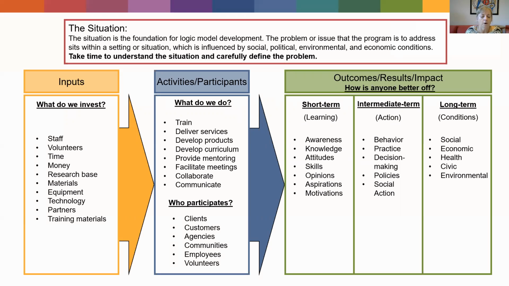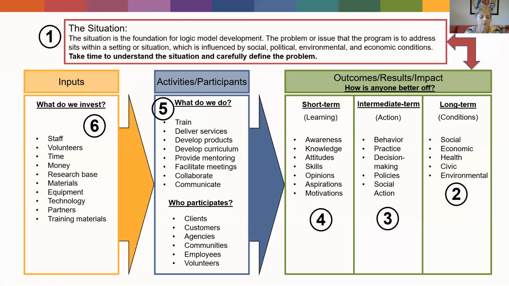So here's the flow of your model or your operations. It really shows the flow of your programming or your work. So we're looking left to right. We have inputs, which feeds the activities, which then produce the outcomes, results, or impacts. It is a means, inputs to ends, outcomes. That's the direction, left to right.